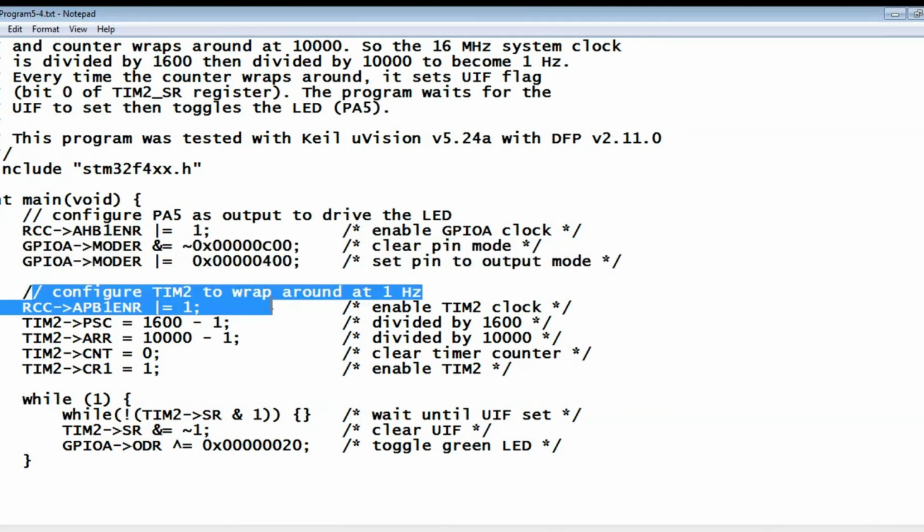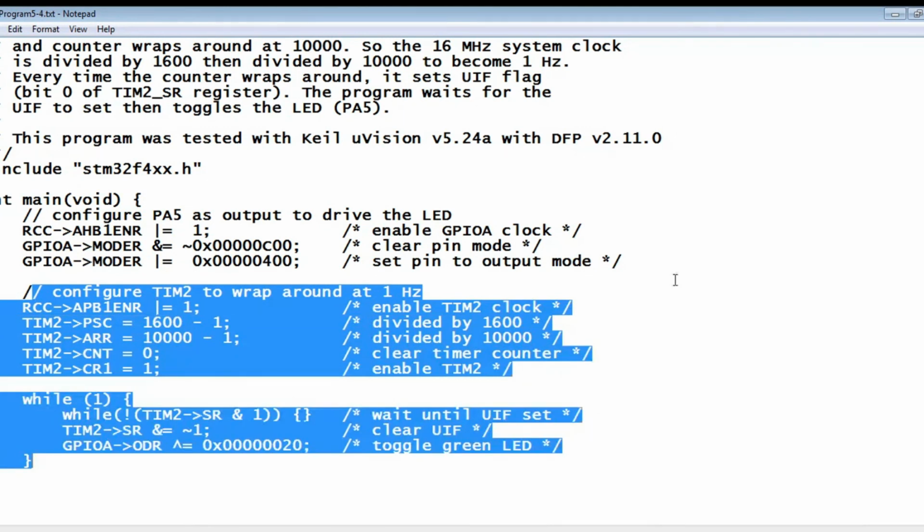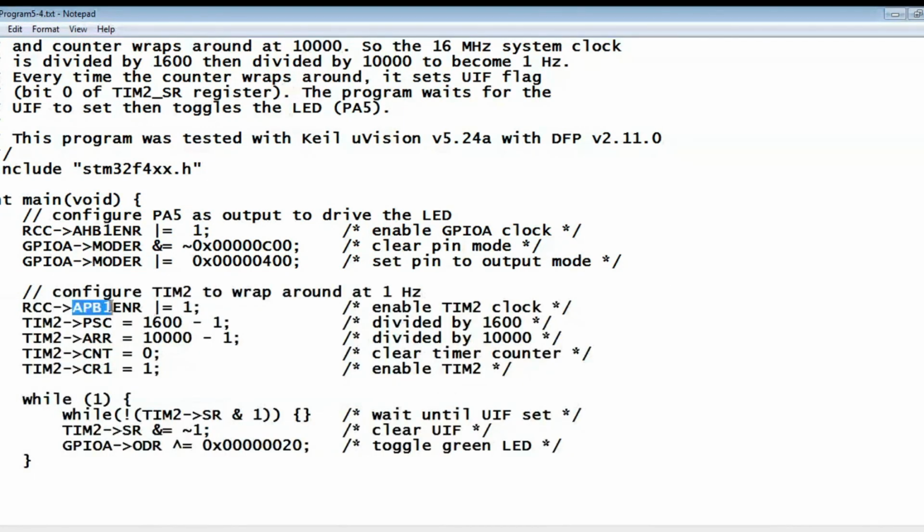Then from here onwards, you are configuring the timer. What all configuration do you need to do? First step is you need to enable the clock to the timer. How will I do that? We have already seen the APB1 enable register. The 0th bit you need to set as 1. When you are setting the 0th bit of APB1 as 1, you are enabling the timer 2 clock.